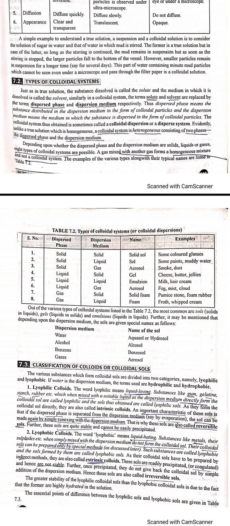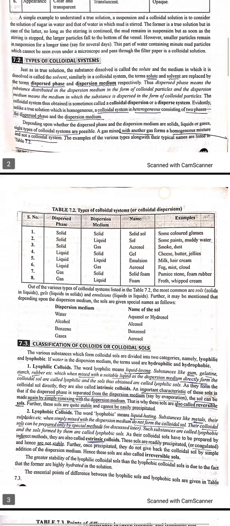Depending upon whether the dispersed phase and the dispersion medium are solid, liquid, or gases, eight types of colloidal systems are possible. A gas mixed with another gas forms a homogeneous mixture and not a colloidal system. The examples of the various types, along with their typical names, are listed in Table 7.2.